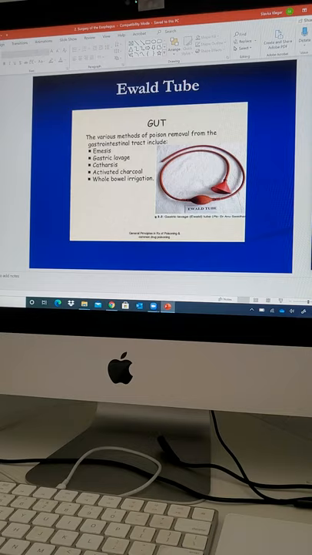So then we have the Ewald tube that would be for the caustic, right? If somebody swallows caustic substances, we're going to do the lavage. So we're not going to give them emetics, okay? We're going to give them just the lavage. We're going to wash out the stomach. So remember, Ewald tube would be used for swallowing caustic. That's all you have to remember, okay?